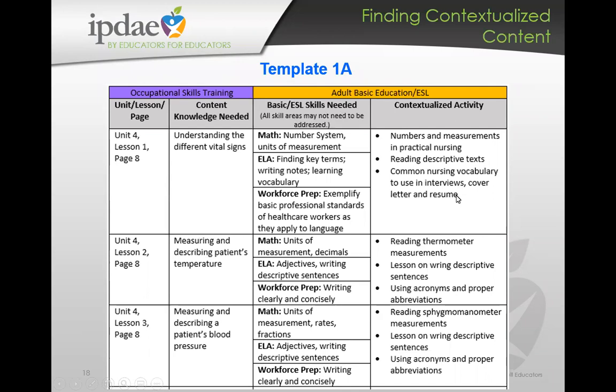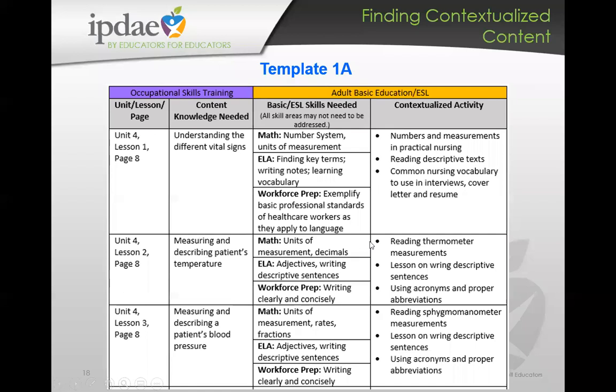Now let's go back to the contextualized activity. We need to come up with activities in our classroom. It could be an activity, it could be a lesson, a worksheet, a resource, a reading, or an article that we can put in to focus and direct attention on the basic skills deficiencies identified in the previous step.